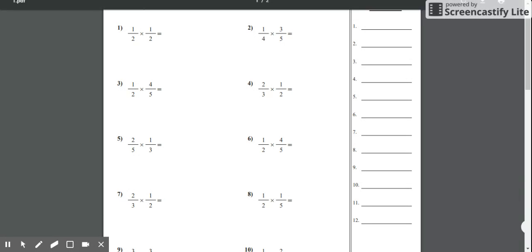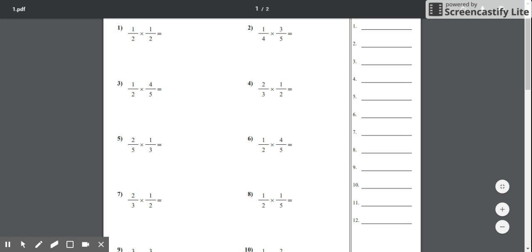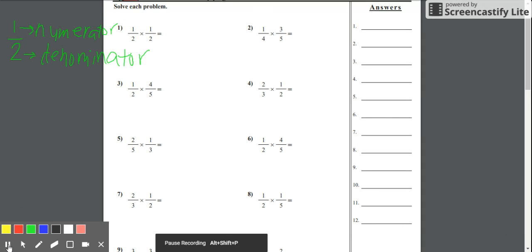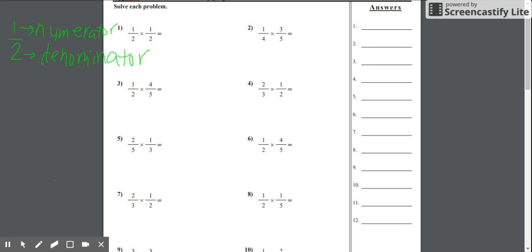As you know, in a fraction, if we look at number 1, it has 1/2 times 1/2. 1 is the numerator, that's the top number. 2 is called the denominator. Again, 1, the top number, will always be the numerator. The bottom number is always called the denominator.